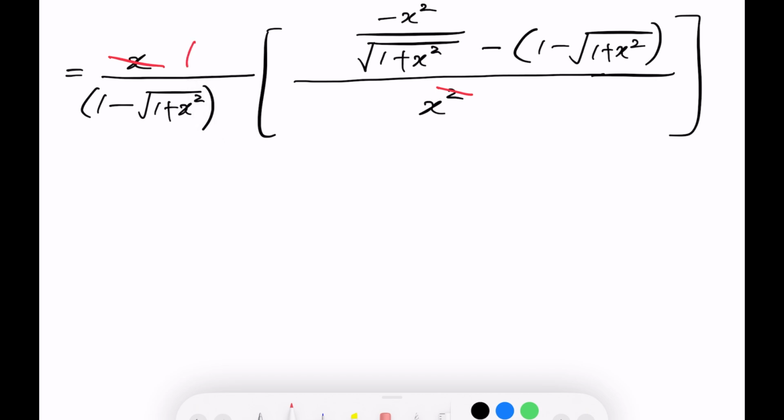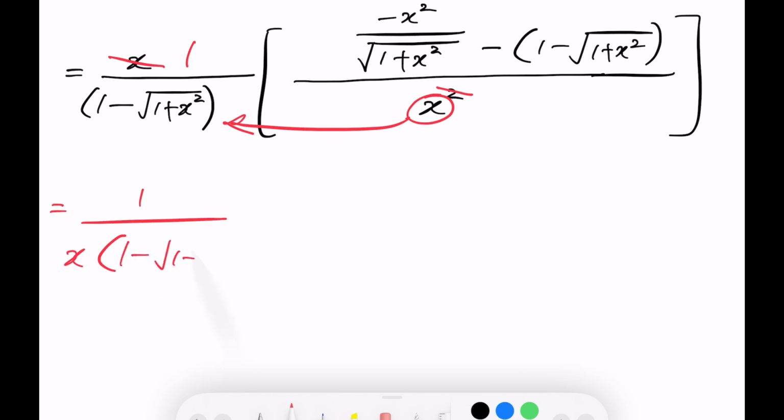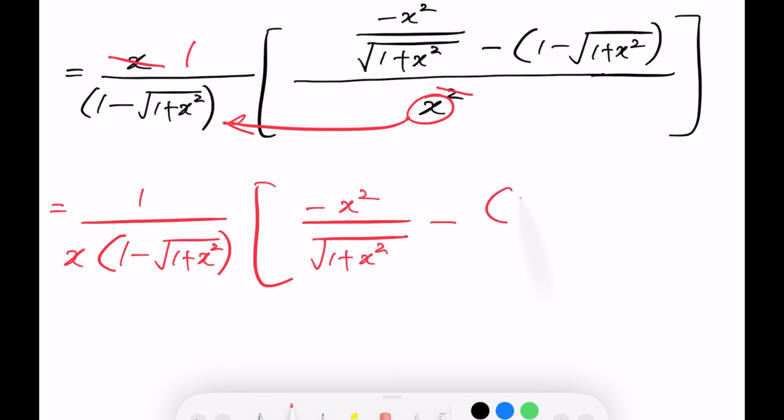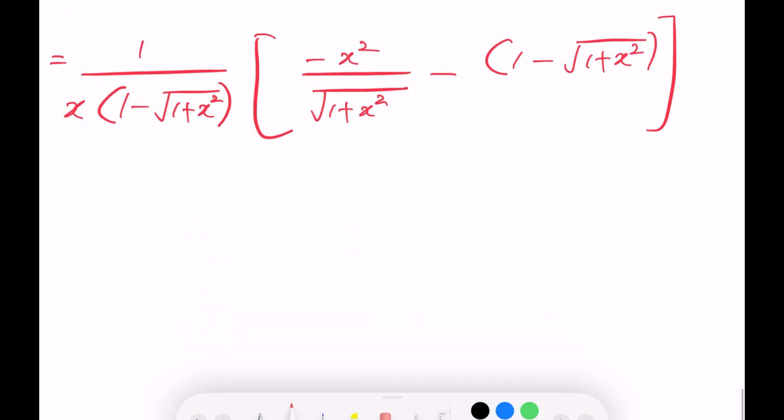Now we will do the simplification. This is now going to be equal to 1 over. Let me write down this x also outside, no problem. With that other term, x times 1 minus square root 1 plus x squared. And then inside brackets, I have negative x squared divided by square root 1 plus x squared minus, within parentheses, 1 minus 1 plus x squared square root. Close brackets. Now we need to do some further simplifications.